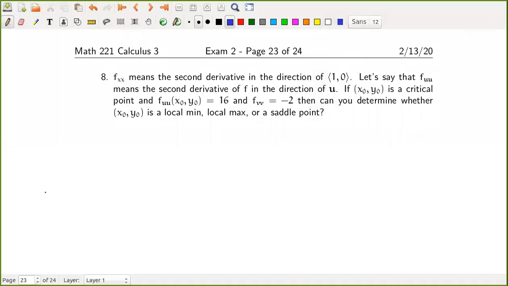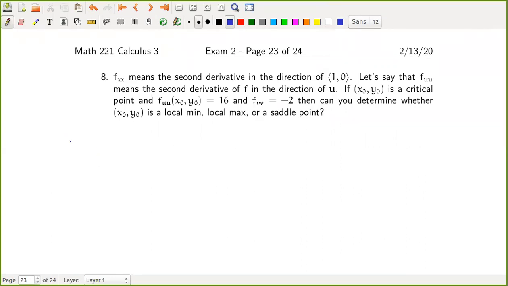Okay, so fxx means the second derivative in the direction of 1, 0. This might not necessarily be very common notation, but I think it's expressive. So let's say fuu means the second derivative of f in the direction of u, and similarly for other vectors. So if x naught, y naught is a critical point, and fuu is 16 and fvv is minus 2, then can we determine whether or not x naught, y naught is a local min, local max, or saddle point?